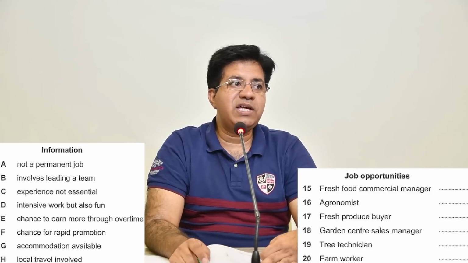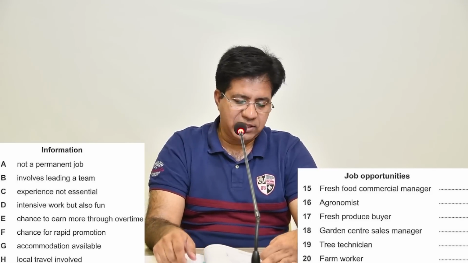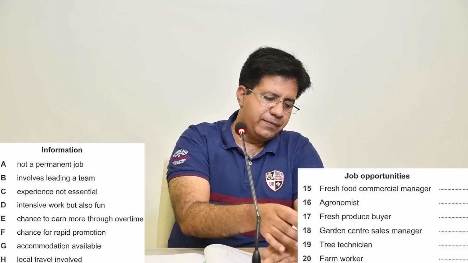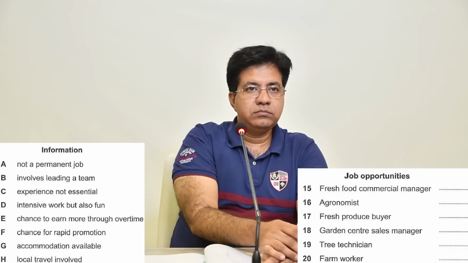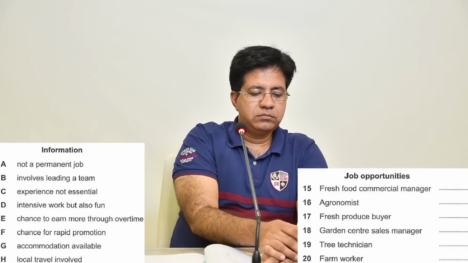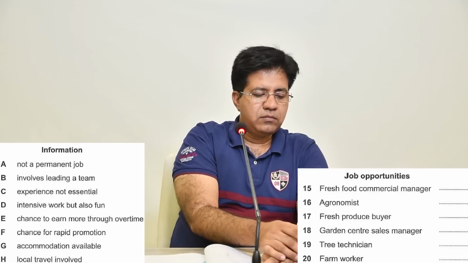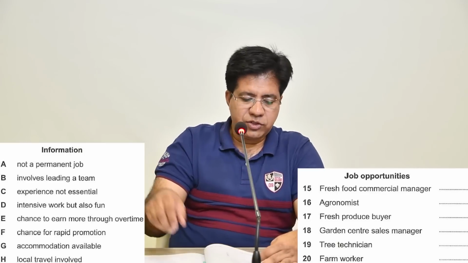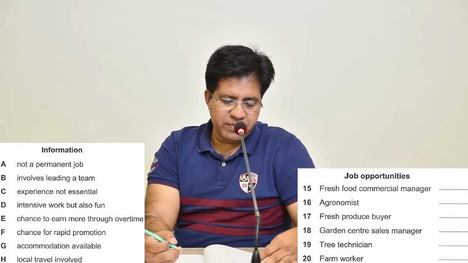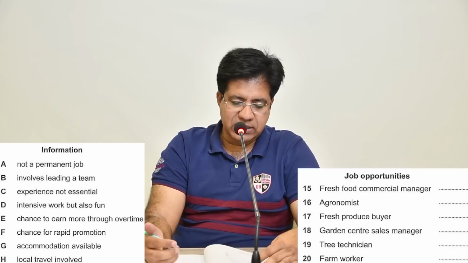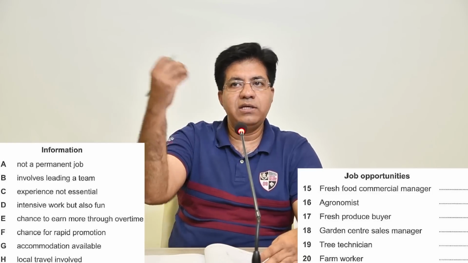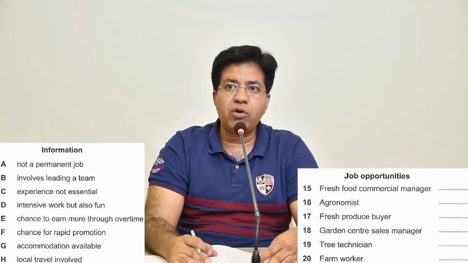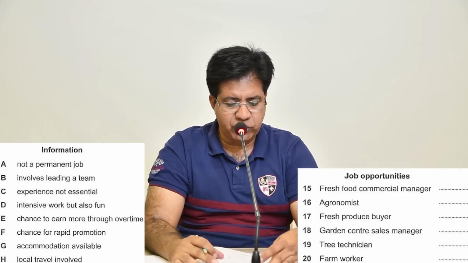Why? Because it's a 12-month contract. Absolutely. Listen again. A leading supermarket is looking for a fresh produce buyer who is available for a 12-month maternity cover contract. So for question number 17, A is the right answer. For that they used not a permanent job. Contract means not a permanent job. You know, contract workers, they don't have a permanent job.